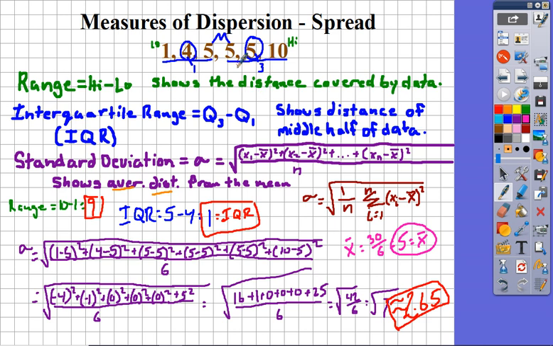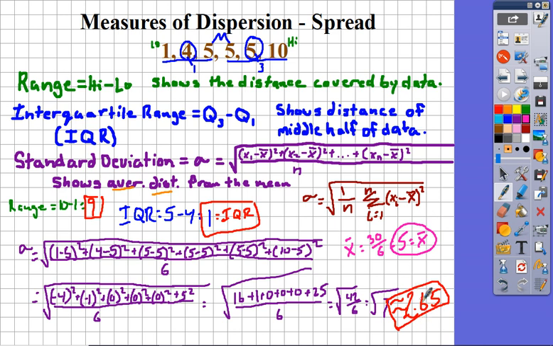But so if the mean is 5 and the median is 5, think about that average distance. The average distance of these numbers from 5 is about 2.65. So notice these three are all 5, so their distance is 0. This one's 1 unit away, but the 1 is 4 units away, and the 10 is 5 units away from 5. So when we average all those distances, essentially we're coming up with 2.65.